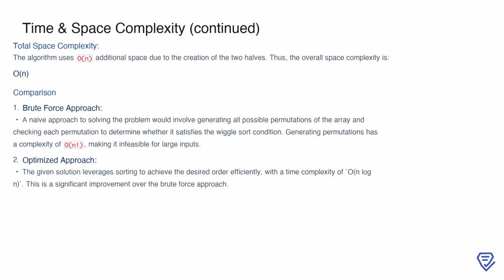When we compare this solution to a brute force approach, the difference is stark. A naive method might involve generating all permutations of the array, which has a time complexity of O(n!), and is computationally infeasible for large inputs. By contrast, the current solution efficiently leverages sorting and splitting to achieve the desired wiggle order in O(n log n) time, making it far more practical.